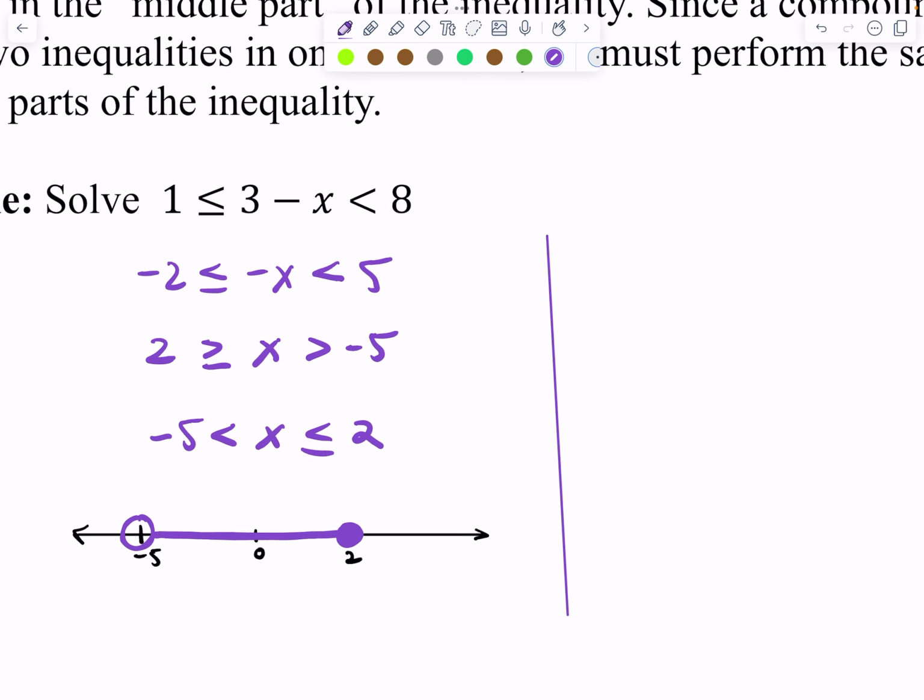And then in interval notation, we can just go directly to describing that interval as the interval from -5 to 2. We use the parentheses for -5 because -5 is not included in the interval, and we use the bracket with 2 because 2 is included.